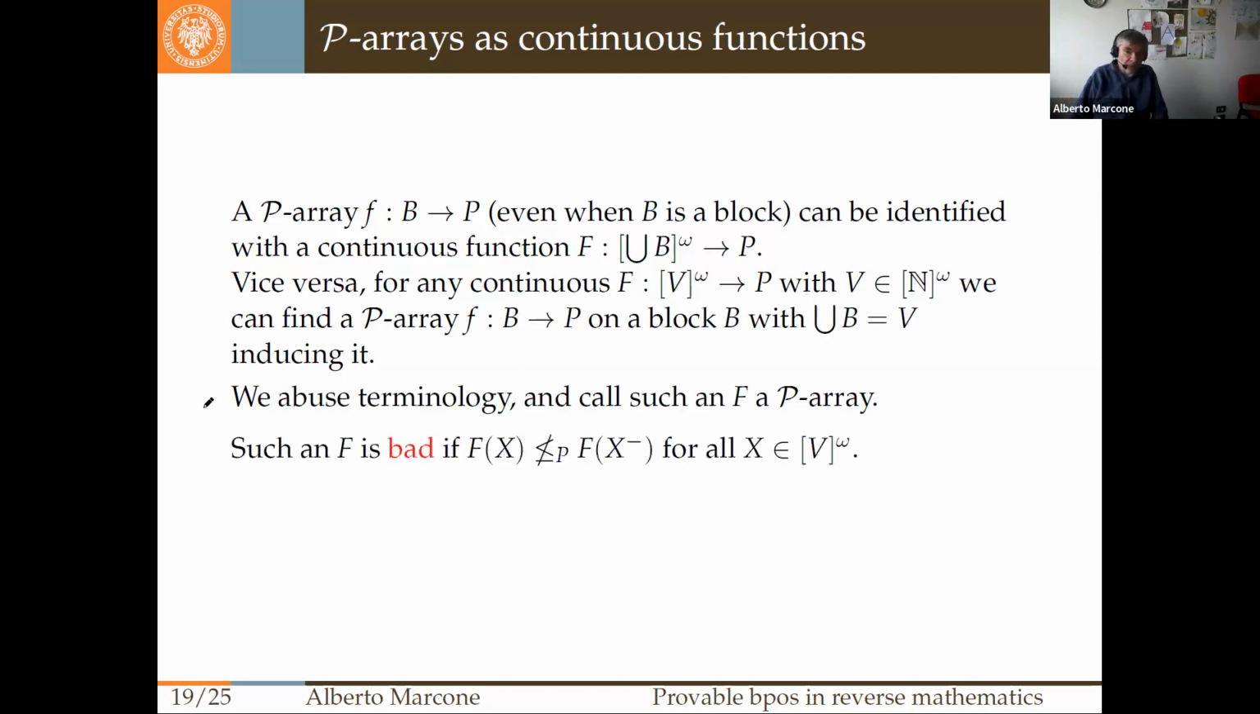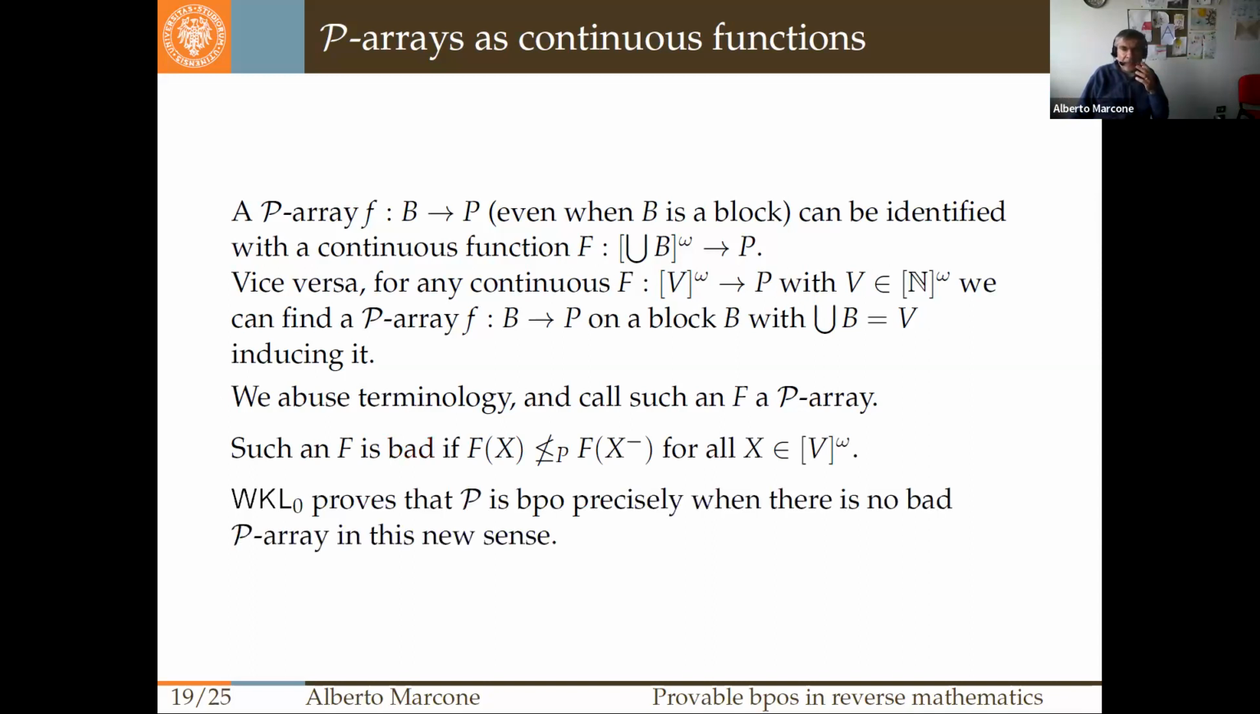And then we can say that such an F is bad if for each infinite subset X of V, F(X) is not below F(X minus). So we are taking off the least element from X to get X minus, and we are applying the same function F. And WKL_0, as I mentioned, is proving that P is a better partial order precisely when there is no bad P-array in this new sense. So let's imagine that we are in WKL_0, or we have to be a little bit more careful if we are just in RCA_0, but essentially we are working there.